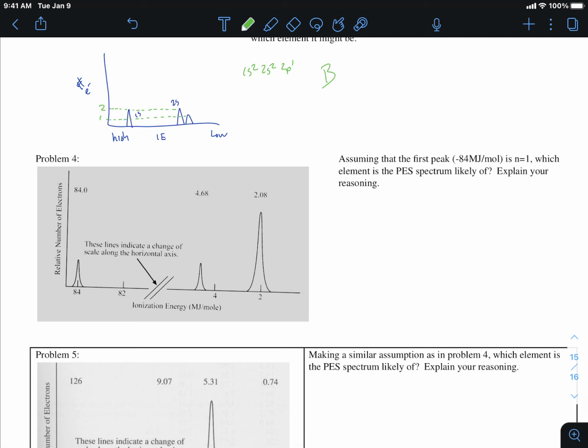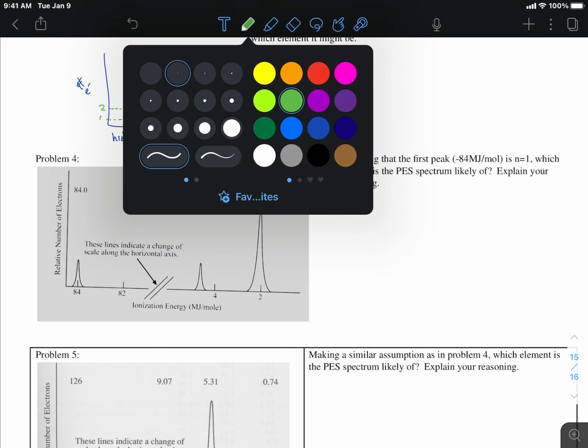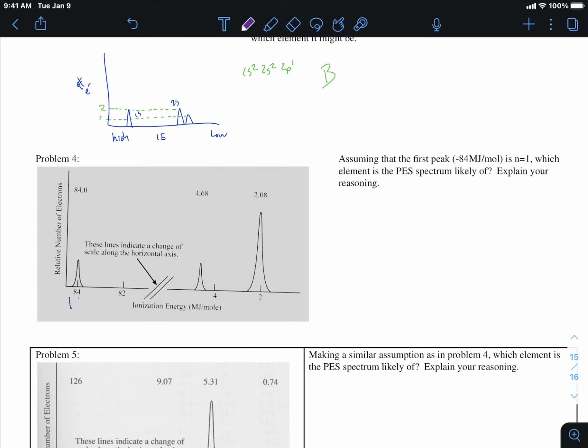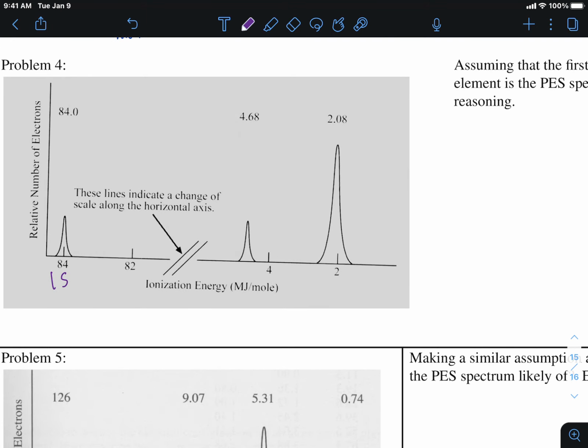Assuming that the first peak is n equals 1, so energy level 1. So following the convention, they're telling us that this is 1s. Sorry, that green is not showing up very well. Let's use a darker color. They're telling us that this is 1s. This would be 2s. What would this next one be here? 2p.